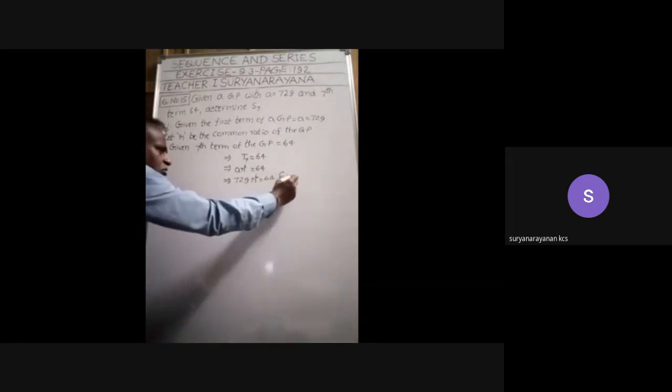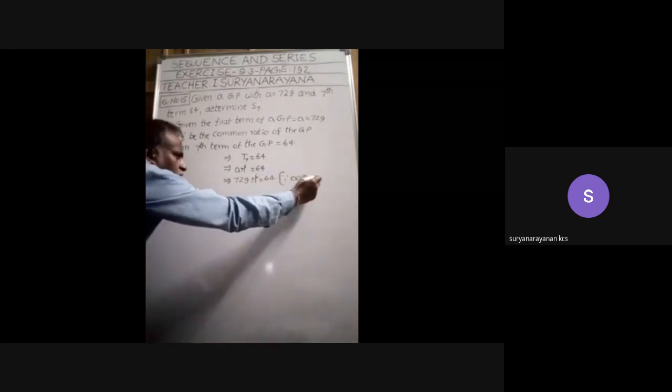Since a is equal to 729, we substituted the value in this equation. Understood this step, my children? This implies r to the power of 6 is equal to 64 by 729, by transposing 729 to the RHS. Understood this step, my children?